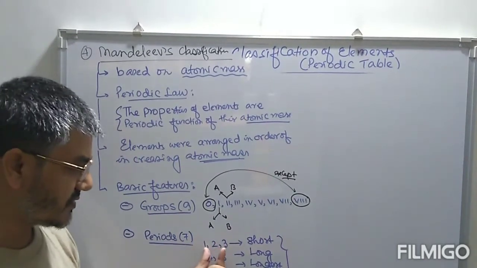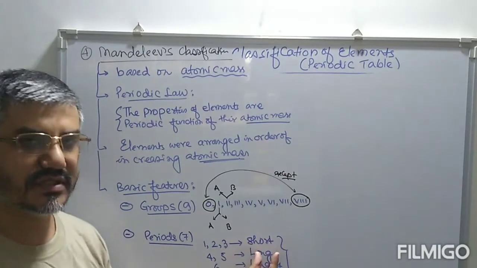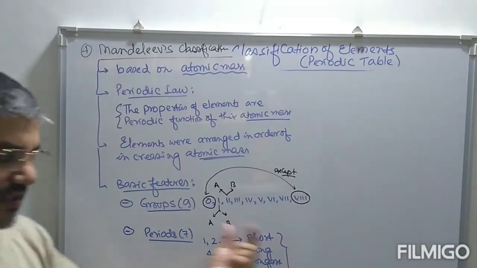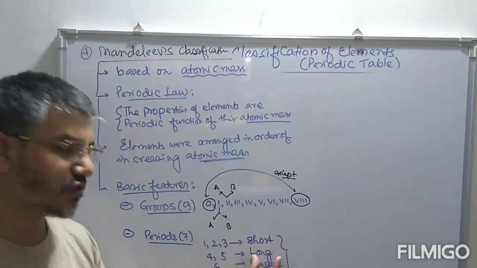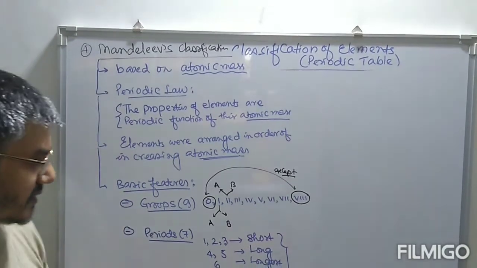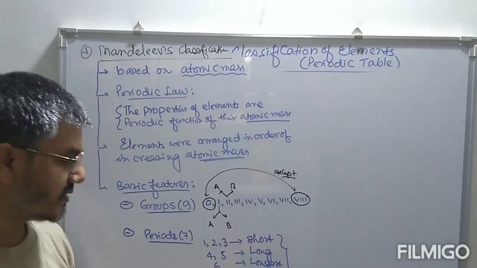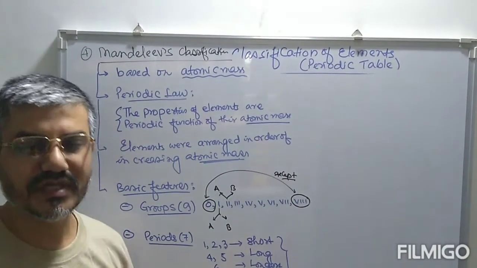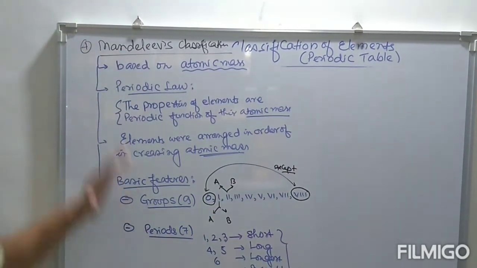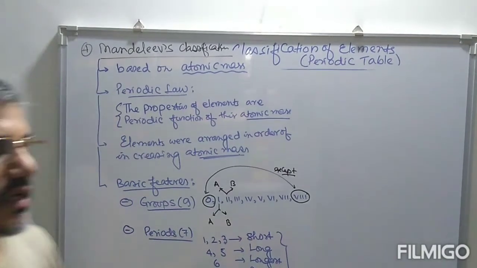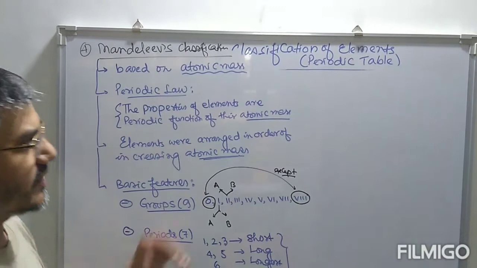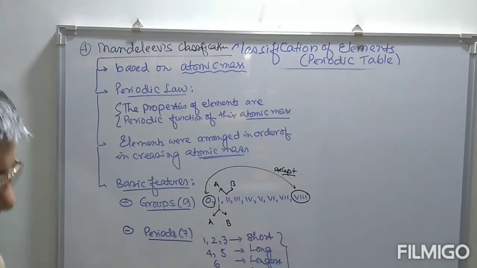So the first period, second period, and third period are known as short periods, containing fewer elements. 4 and 5 are known as long periods, meaning more elements are present. The longest is 6, and 7 is still incomplete, meaning many more elements are yet to be discovered. So this is Mendeleev's classification. Now let's go to the advantages and disadvantages of this classification.